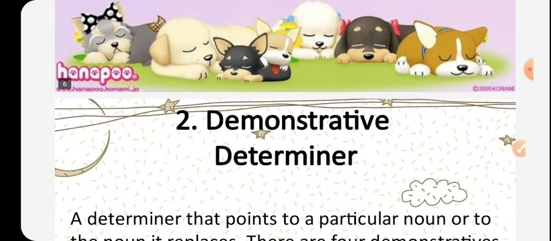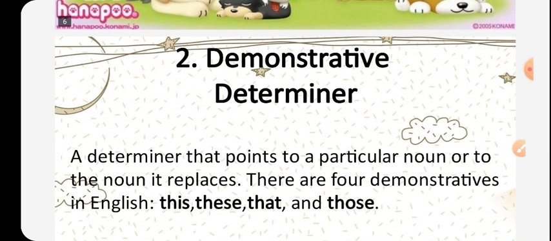Moving on, next we have demonstrative determiners. So what is the meaning of demonstrative? Demonstrative means to show something, how it is done, to demonstrate. So a determiner that points to a particular noun, that is a demonstrative determiner.